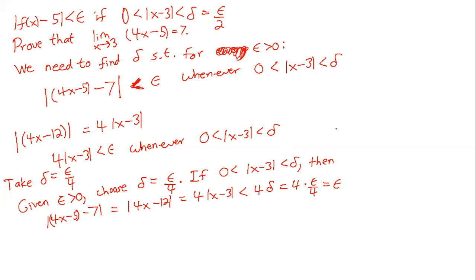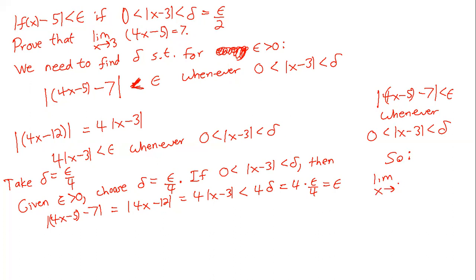So this shows that |4x minus 5 minus 7| is less than epsilon whenever 0 is less than |x minus 3| is less than delta. So by the definition of a limit that we said in this chapter, this means that the limit as x goes to 3 of 4x minus 5 must equal 7, because we were able to demonstrate that 7 met the epsilon delta definition of the limit.